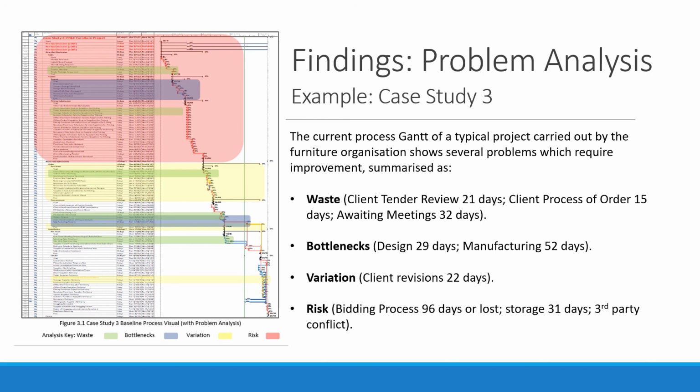There are variations within the client revisions as it differs from what was originally tendered for, and the biggest is the risk to the organisation as they often bid for their work and there is a 4 in 1 chance of winning and the project going forward, and therefore 96 days are lost and a huge loss to resource and revenue. There are also risks linked to the other constraints within the process. These are furniture being stored and the conflict with third parties.